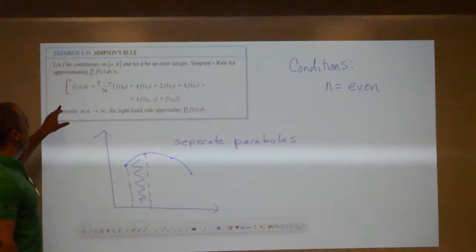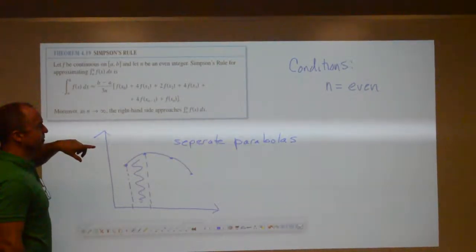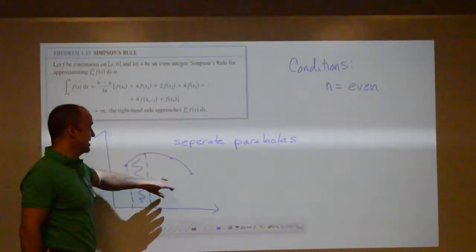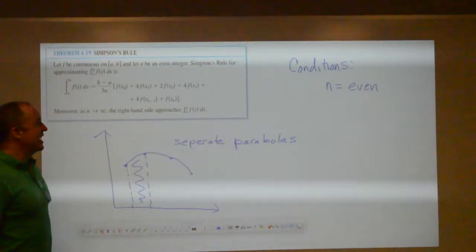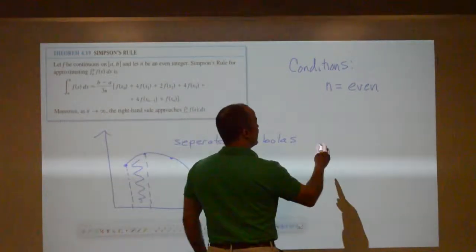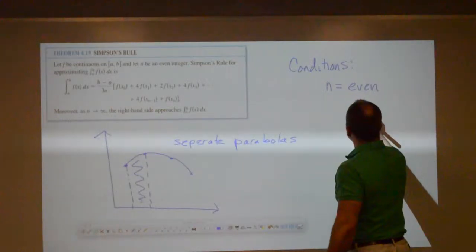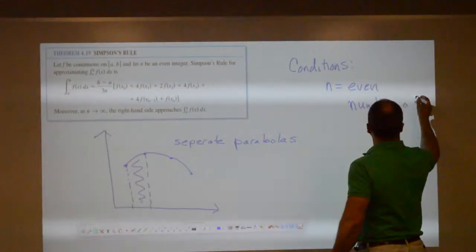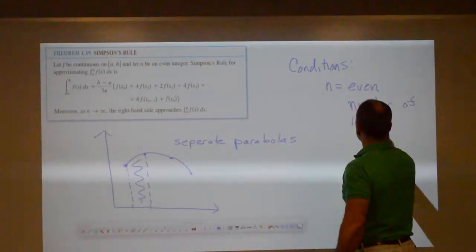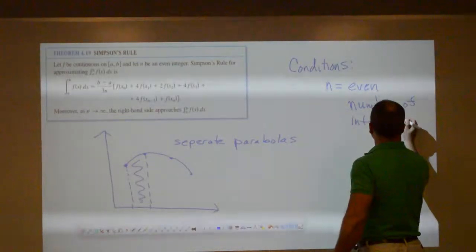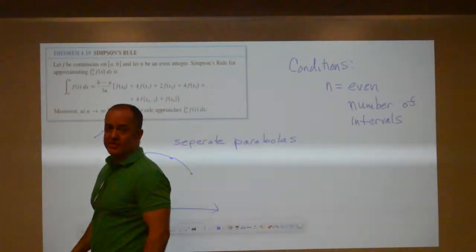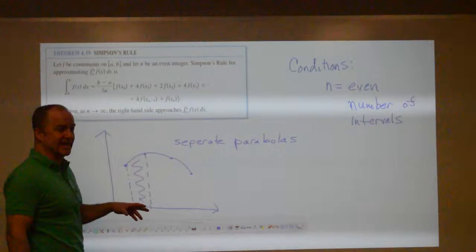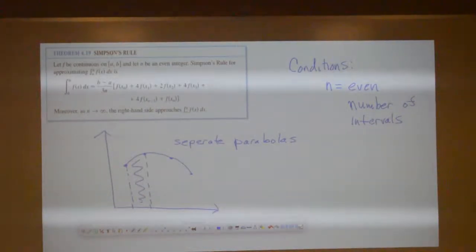I'm not sure if I used n in the trapezoid rule. In the trapezoid rule, n was our number of trapezoids. I'm just realizing I may not have defined that as well as I'd like, so I'm going to tell you. So n has to be even, so you must have an even number of intervals. There's no such thing as a question that says, use Simpson's Rule and 3 intervals, or use Simpson's Rule and 5 intervals. It has to be an even number of intervals for this to work.